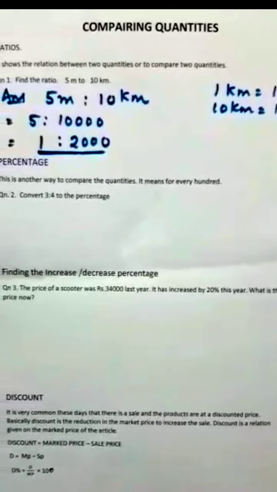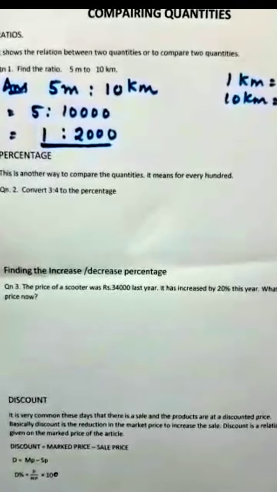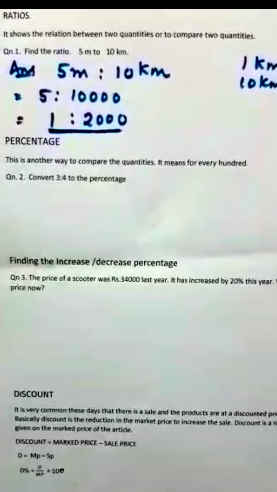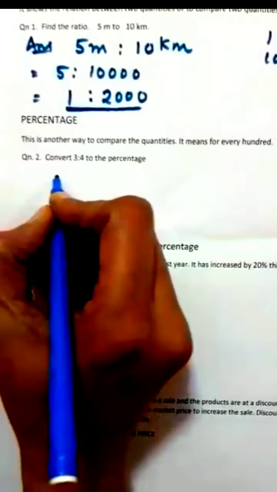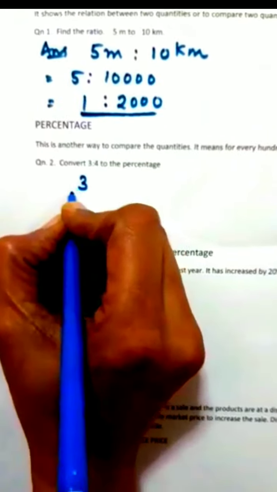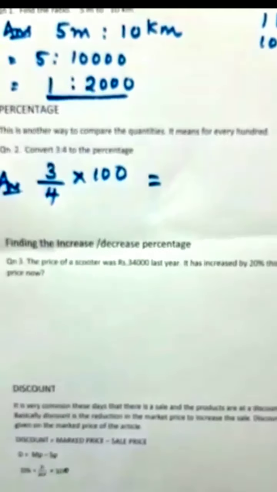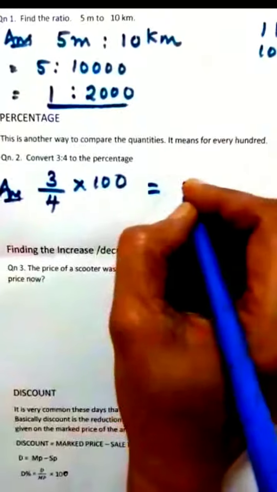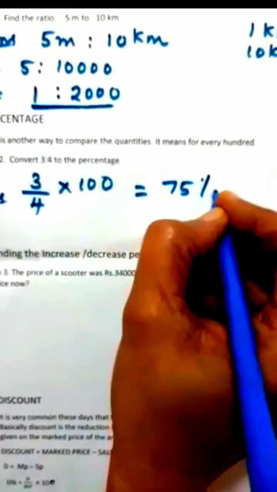Next one is the percentage. Percentage is another way to compare the quantities. It means for every 100. So now the question: convert 3:4 to the percentage. Ratio you have to convert to the percentage. So here the ratio I am writing as a fraction. To convert to the percentage you have to multiply it by 100. So 4 and 100 we can simplify. So the answer will be, 4 and 100, 25, and 25 into 3, 75% will be the answer.